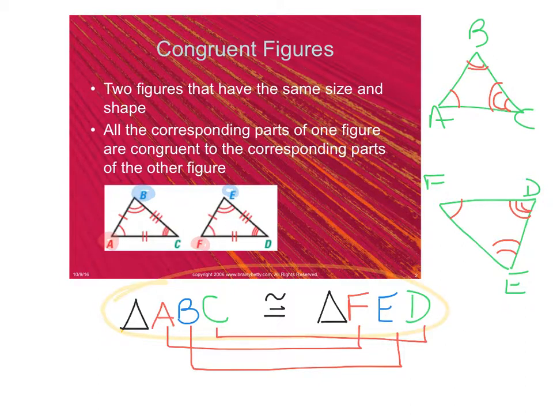Okay, and again, they've also included the congruency marks on the sides. Notice from A to B, it has one mark, and it matches with EF. And then here, AC has two, and it matches with FD. And then lastly, BC matches with ED. So right now, in order to prove triangles are congruent, you have to be able to match up all three angles and all three sides.